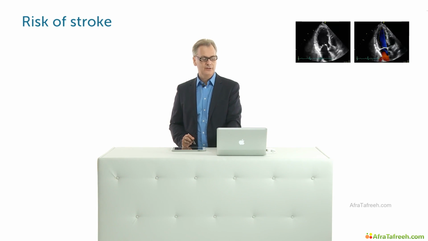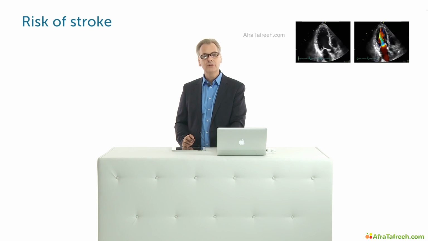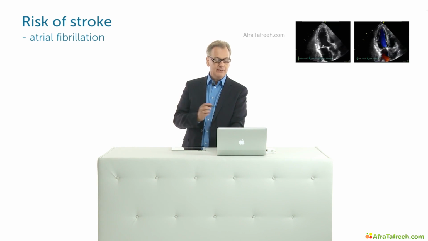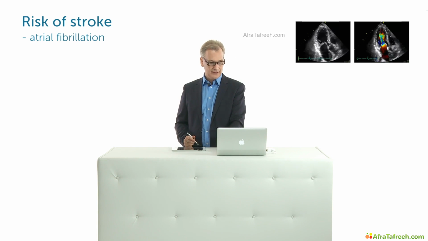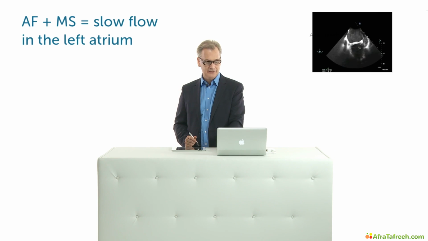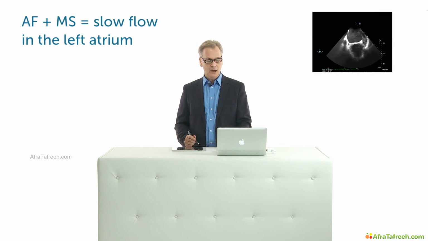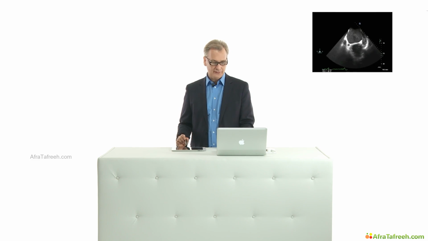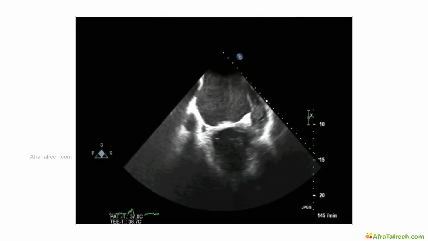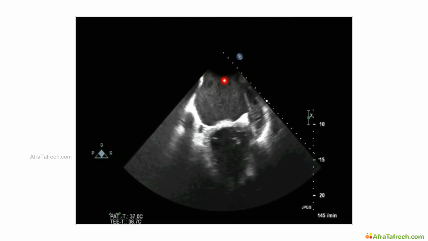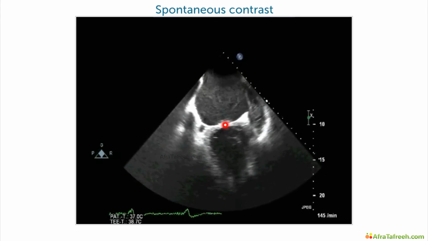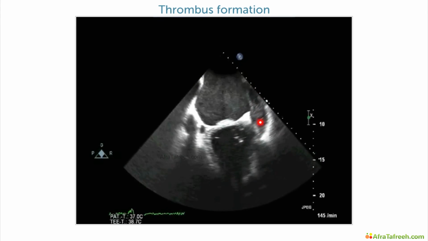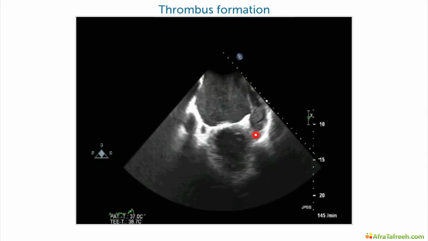For one, patients with mitral stenosis are prone to develop atrial fibrillation. Maybe this patient did have intermittent atrial fibrillation. And this atrial fibrillation, as well as the stenosis, causes slow flow in the usually enlarged left atrium. And what can come out of it is shown here on this transesophageal echo. A large left atrium with spontaneous contrast in a patient with mitral stenosis. And as a result, there's thrombus formation here in the left atrial appendage.